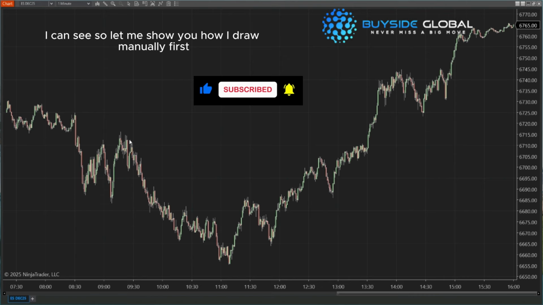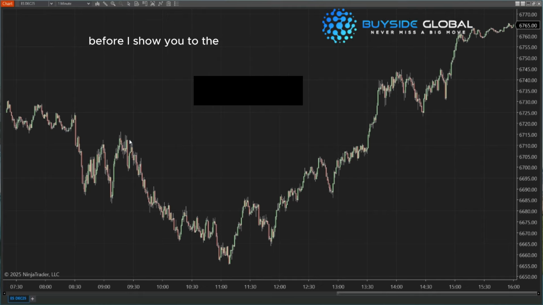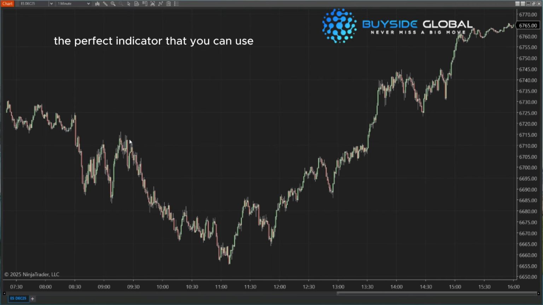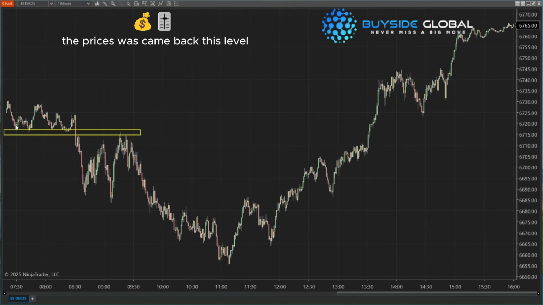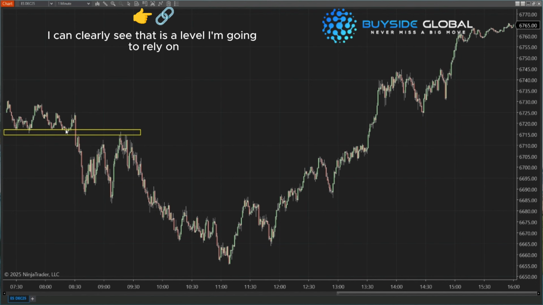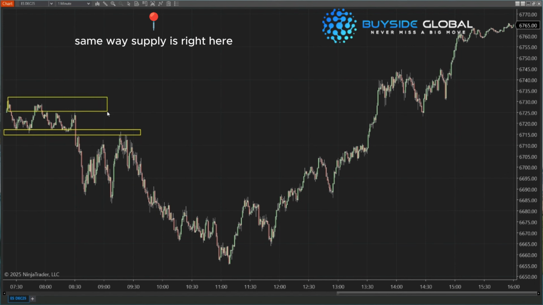So let me show you how I draw manually first before I show you the perfect indicator that you can use. The way I find my supply and demand is, anytime you can see the price came back to this level, second touch, third touch, fourth touch, I can clearly see that is a level I'm going to rely on. Same way supply is right here.